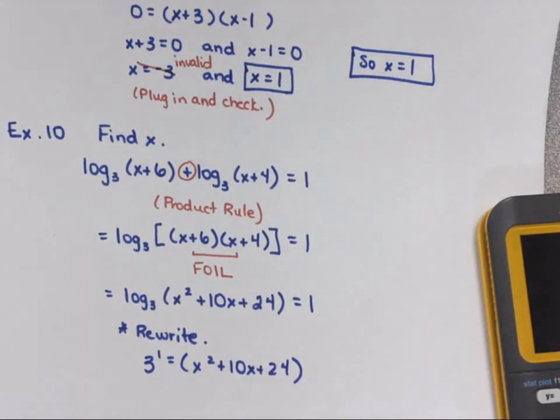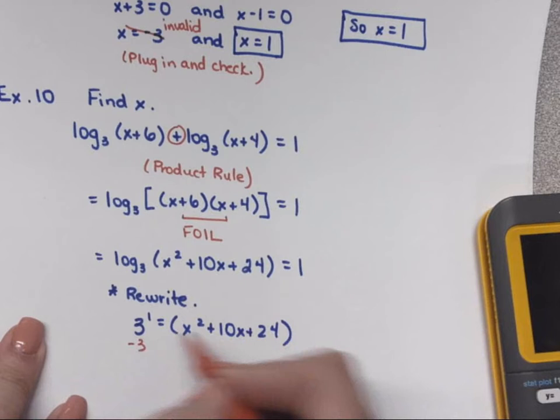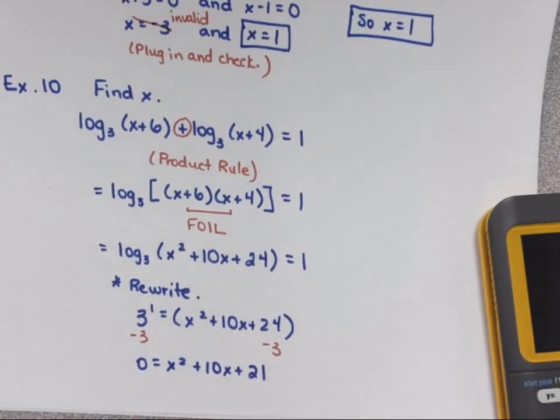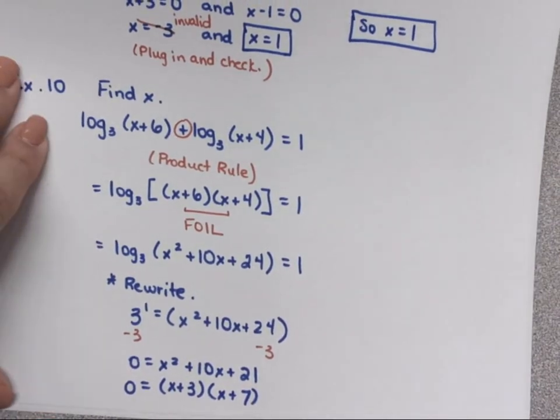Because I'm actually not ready to factor until it's equal to what? 0. So I need to subtract 3 from both sides. So what I'm actually factoring in the end is x squared plus 10x plus 21. Again, I don't think I need AC method. I can just ask myself, what are the factors of 21 that add up to 10? That should be pretty quick for us, right? What are the factors of 21 that give us 10 when we add them? 3 and 7, right? So I get x plus 3, x plus 7.